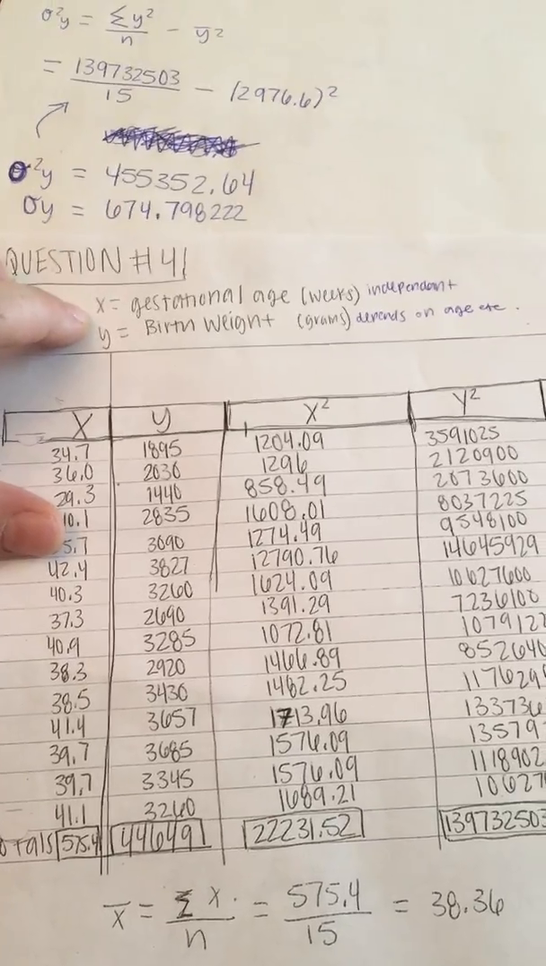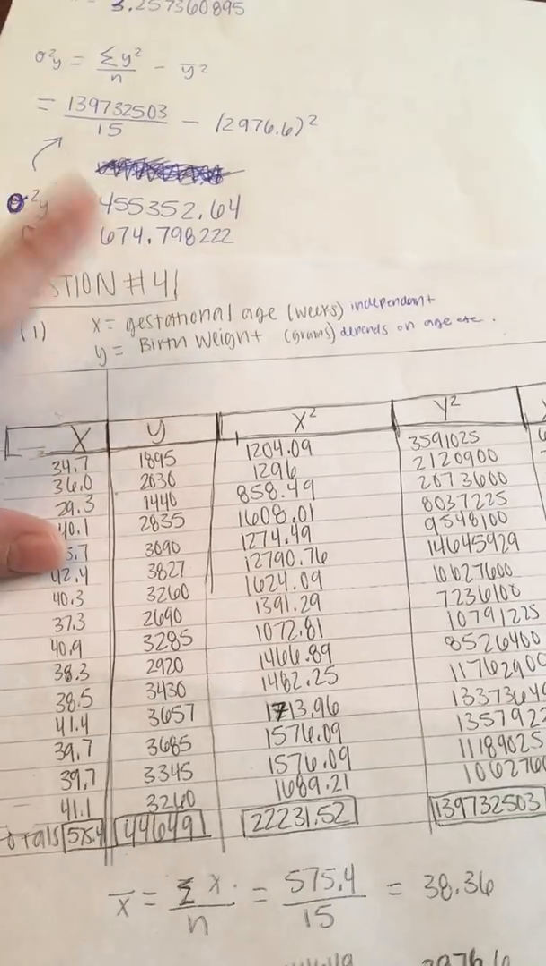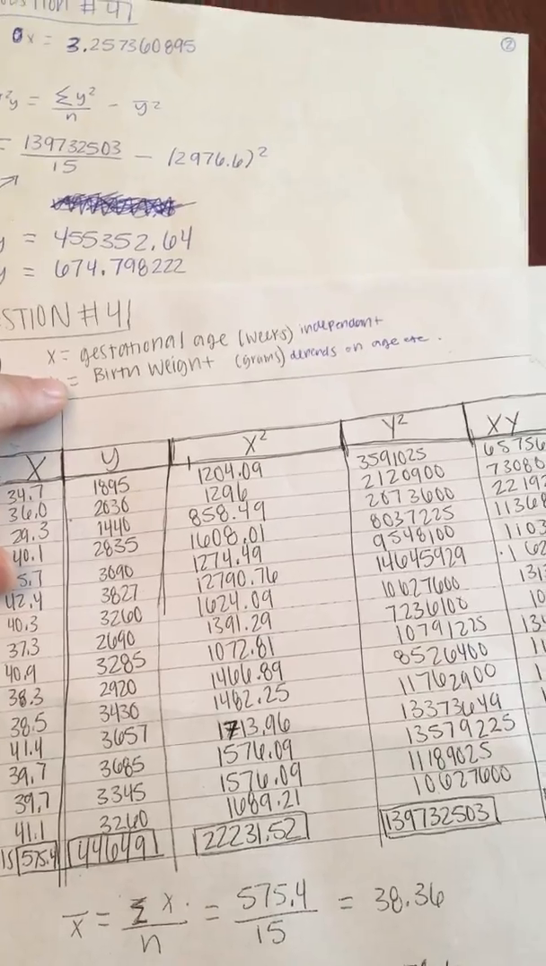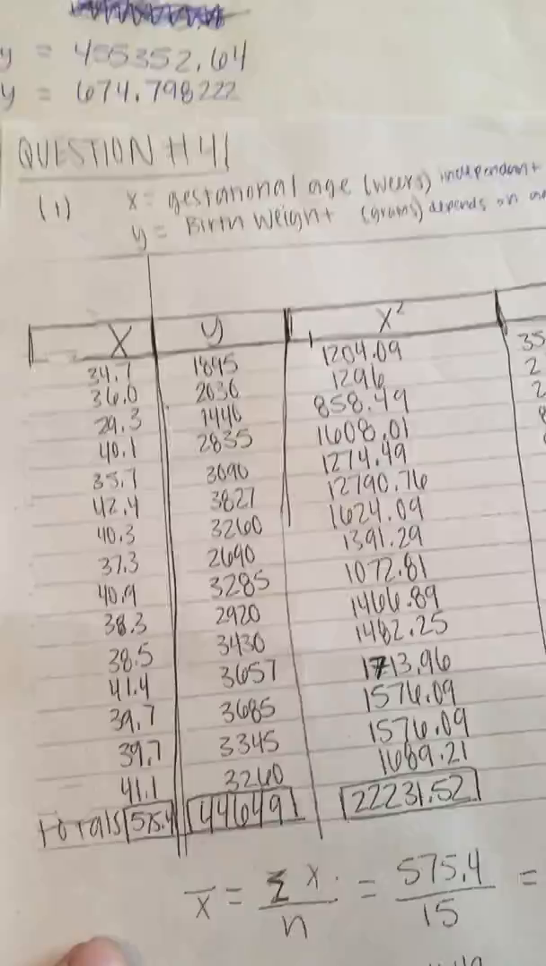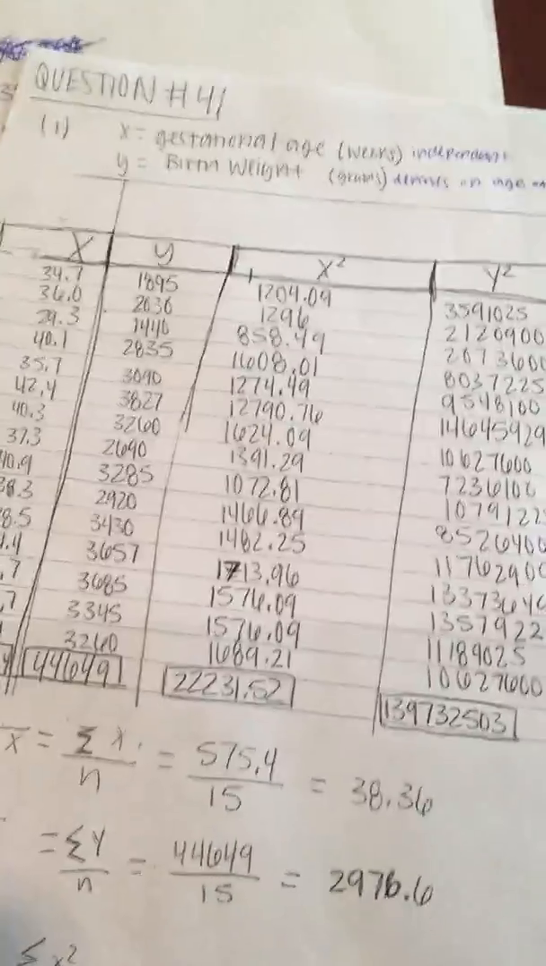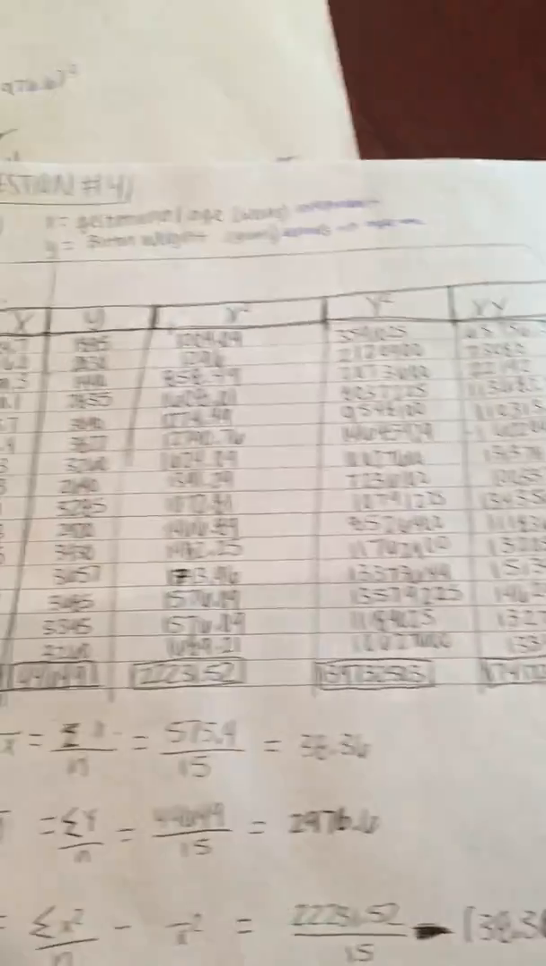So I'm going to do this tedious chart here. X is our gestational age in weeks, which is our independent variable, and we have our birth weight in grams, which depends on the age. We have our X column, which is given to us, and then we have our Y, which is our birth weight. Then we are going to square X, square Y, and multiply X times Y. Down here I have the totals, which we'll get to in a minute.